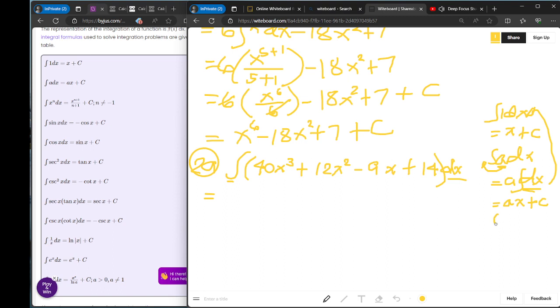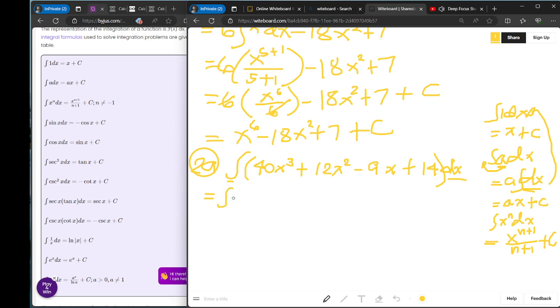Then the last one is an exponential, the integral of an exponent. Here we just add 1 to the exponent and divide by n plus 1. And we should not forget c, any constant value. So let's start here. So again, we'll integrate them one by one.